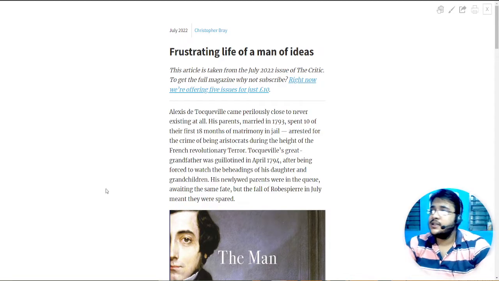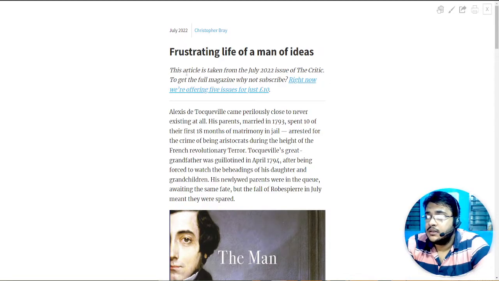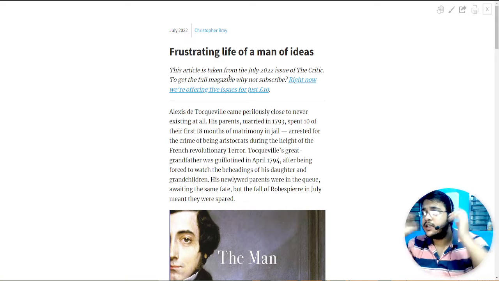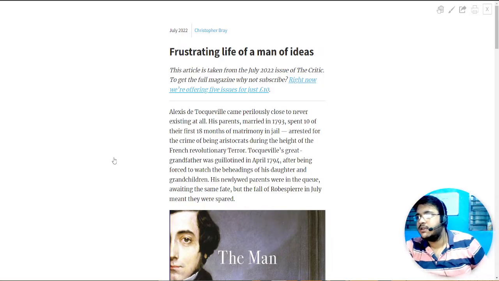This article is taken from, and please pay attention to the cursor, the cursor will tell you where I am reading. This article is taken from the July 2022 issue of the Critic. To get the full magazine, why not subscribe? Yeah, great, we will subscribe.